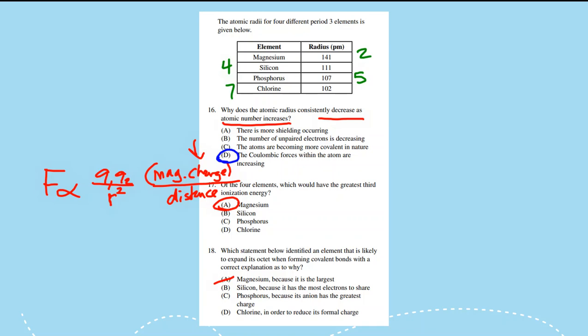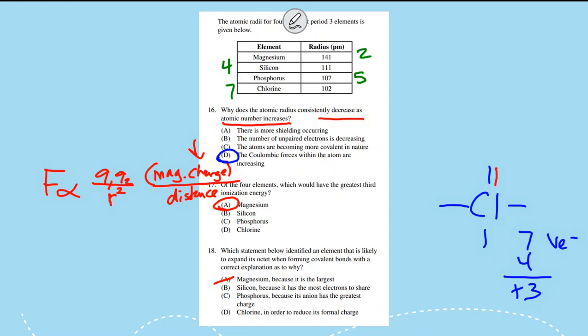Chlorine, in order to reduce its formal charge. Okay, well, if you had Cl in the middle, let's think about this, and you just did 4 bonds like that, 4 bonds with chlorine. What does that do to formal charge? Well, chlorine has 7 valence electrons. And if you have 4 bonds, that makes it a +3, right? That doesn't look like a very good formal charge. Is that close to 0? No.